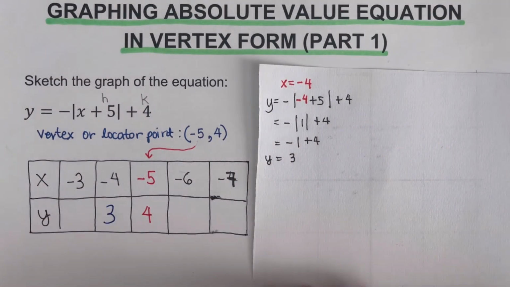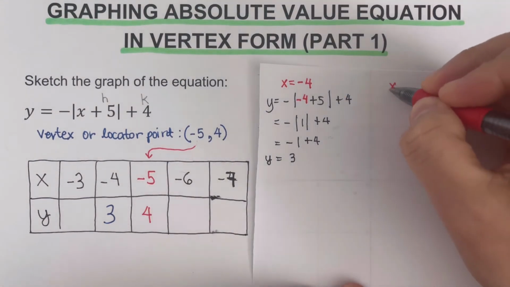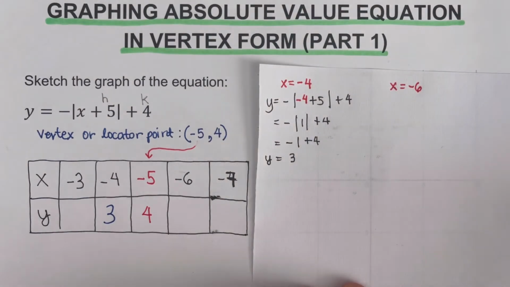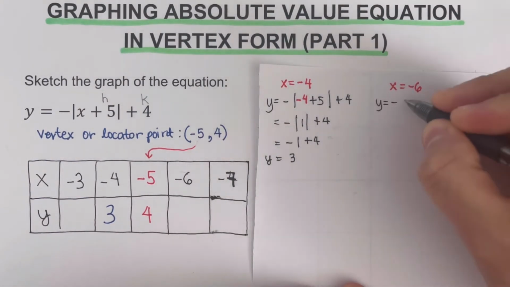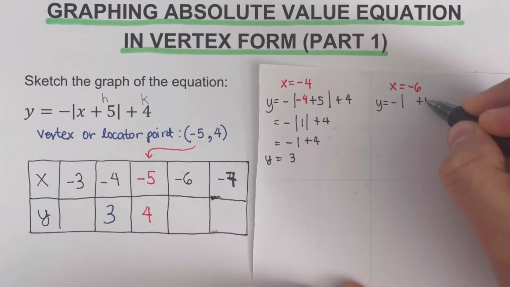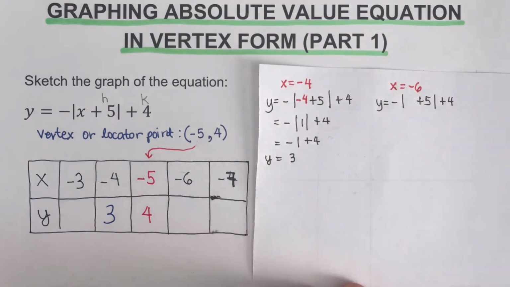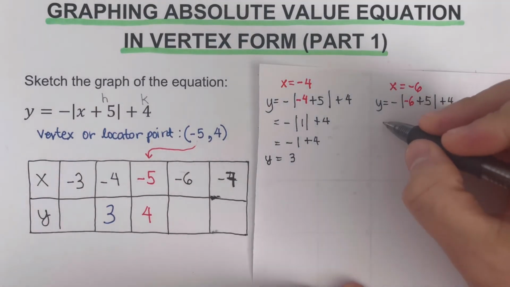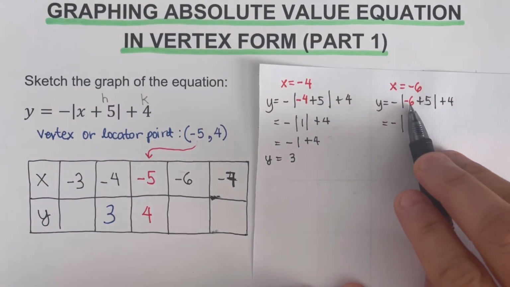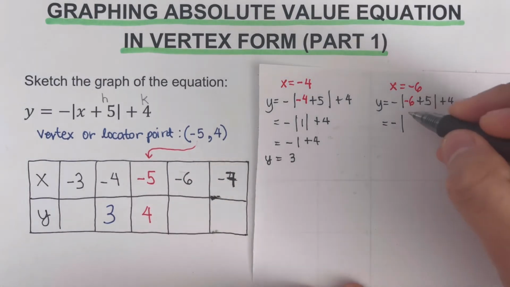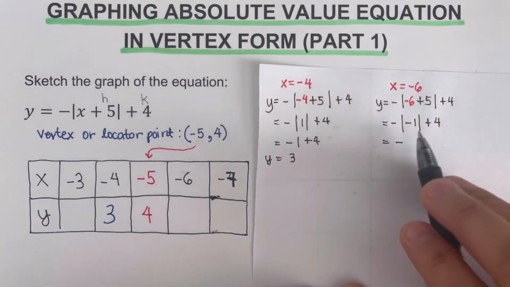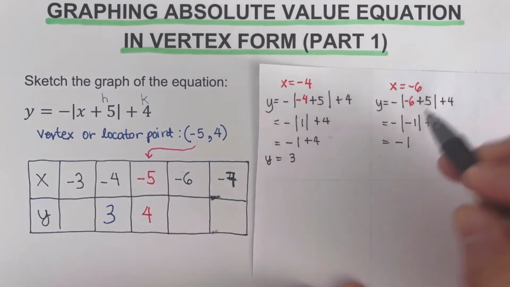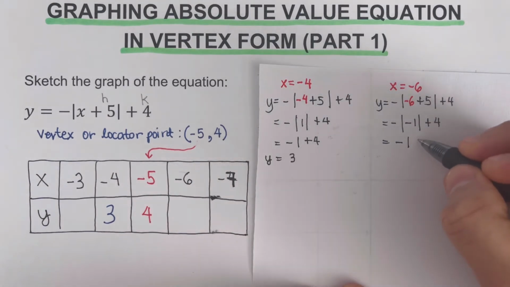We're going to show the work for the next value of x, which is -6. So that is x equals -6. Then we write the equation again: y equals negative absolute value of whatever the x is plus 5, plus 4. We put in the -6 here and then do the math. This comes out negative of the absolute value of -6 plus 5, which is -1, and then plus 4. Now, the absolute value of -1 is just 1, but there's a negative in front of it, so this would come out as -1 plus 4 as well.